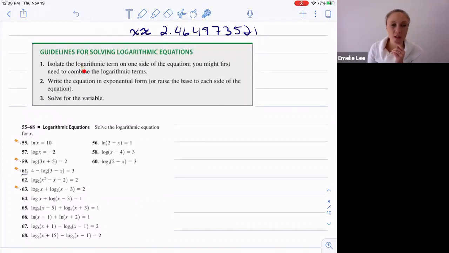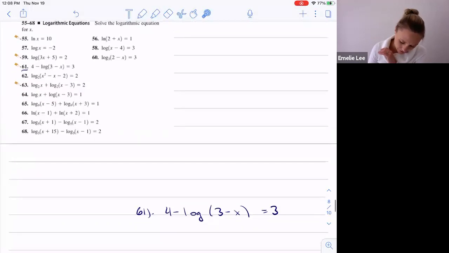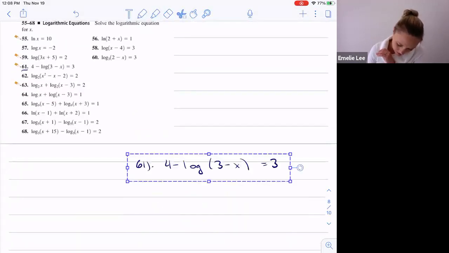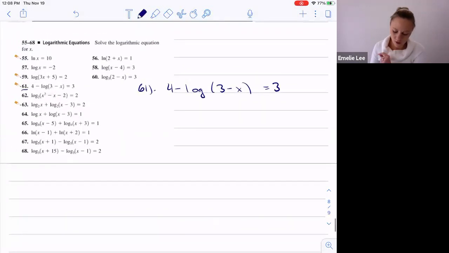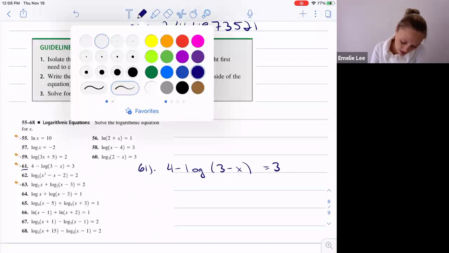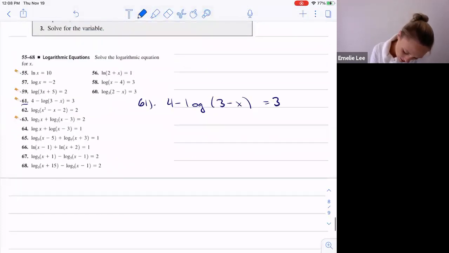We're going to isolate the logarithmic term. So you're going to isolate x. Sometimes, right, you might first need to combine the logarithmic terms. That can happen, usually. Write the equation in exponential form. So to get rid of a log, you raise it to the exponent and solve for the variable. So here we're doing 61. 4 minus the log of 3 minus x is 3. So we need to isolate this.